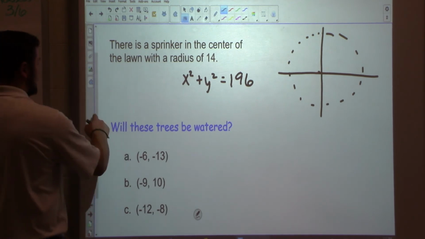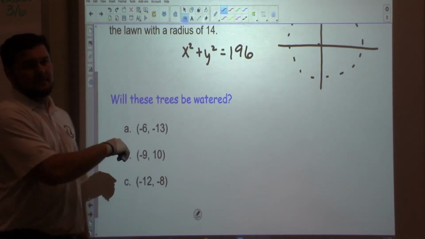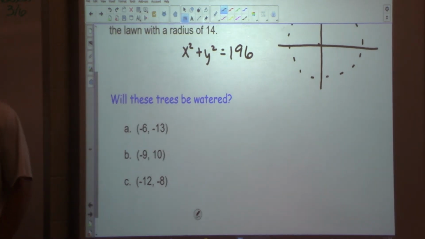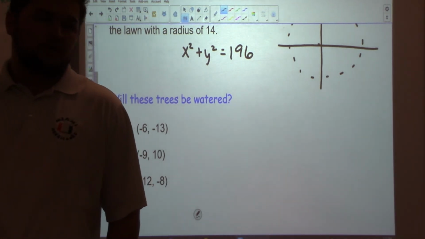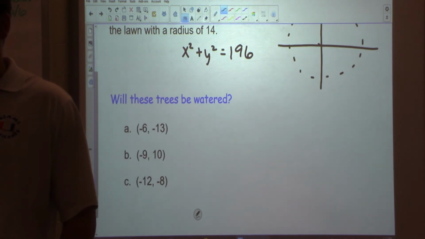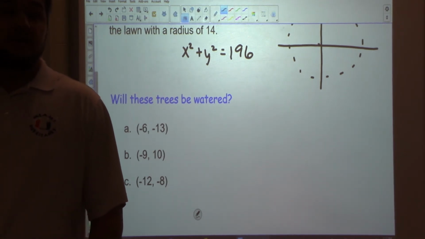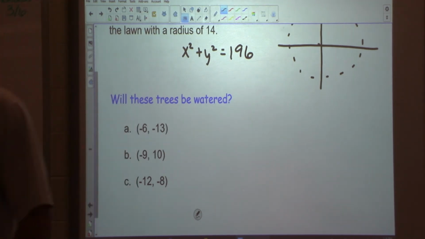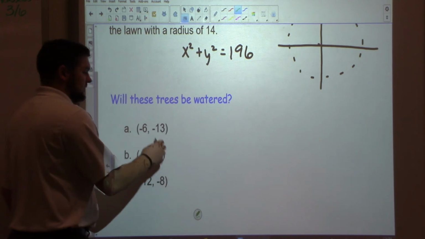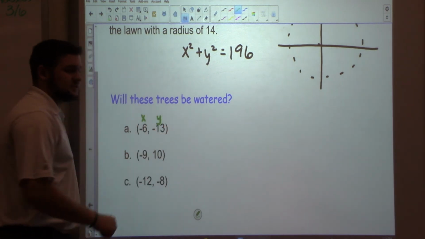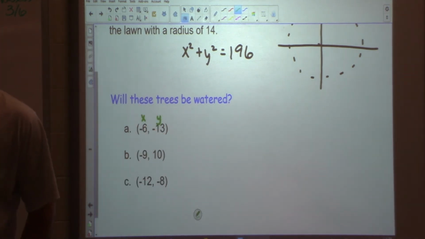So, how can we figure out if these trees are going to be watered? Let's think about it. If it's outside the circle, will the tree get watered? No. If it's on the circle, will it get watered? Yeah. If it's in the circle, will it get watered? Yes. So anything on or inside the circle is going to get watered. So to figure it out, we're going to take our x and our y value and see, is it equal to the radius squared? Is it less than the radius squared? Or is it greater than the radius squared?